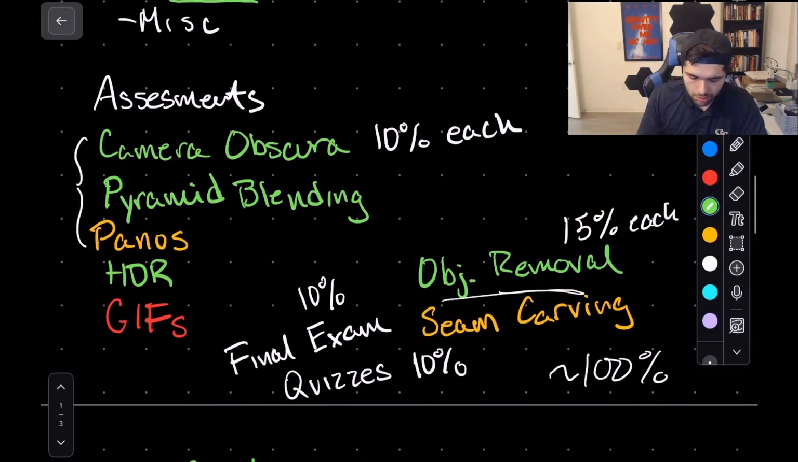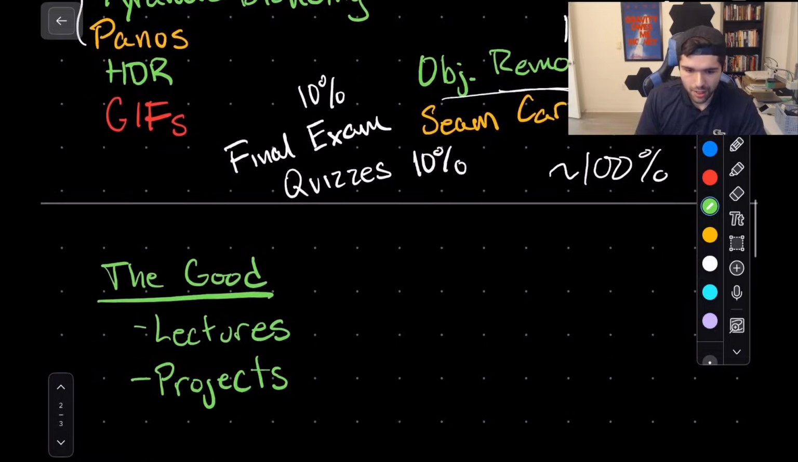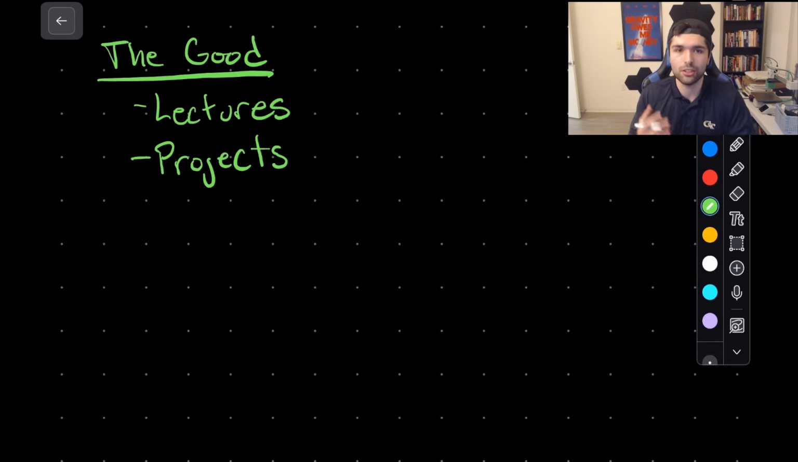I mean, the assignments, I know I listed them all out green as good here, but they were just fine, for the most part. The projects, and specifically the object removal project, were very interesting and hard, but in a good way. Overall, I enjoyed them and think they added a lot of value to the class, which is great. So the lectures and the projects were very good, and the assignments were fine.